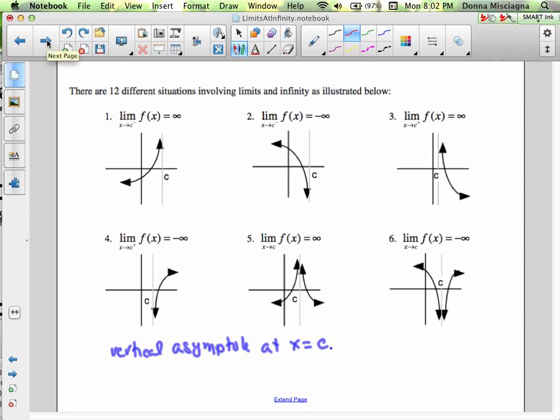There are 12 situations involving limits and infinity, as we have illustrated below. So these are the different ways that we can have a limit that's equal to infinity or negative infinity. We could have a one-sided limit as x approaches some constant where our function grows without bounds. Here we have a left-handed limit: the limit as x approaches c from the left-hand side of f of x is infinity. So we're growing without bounds on one side.